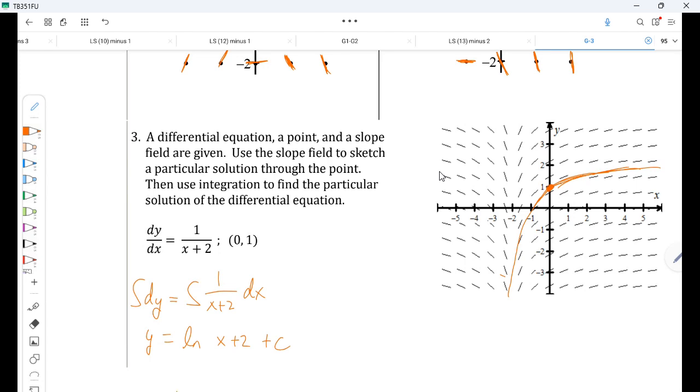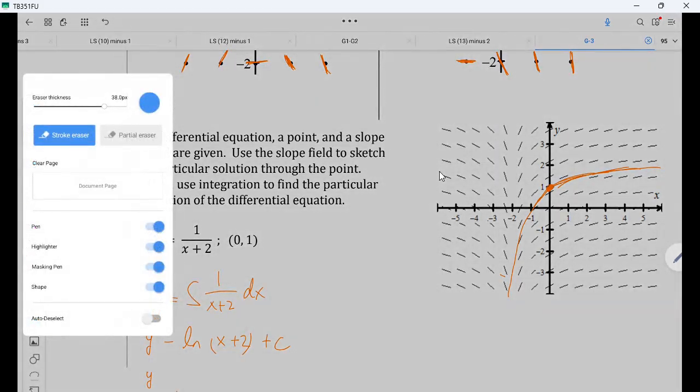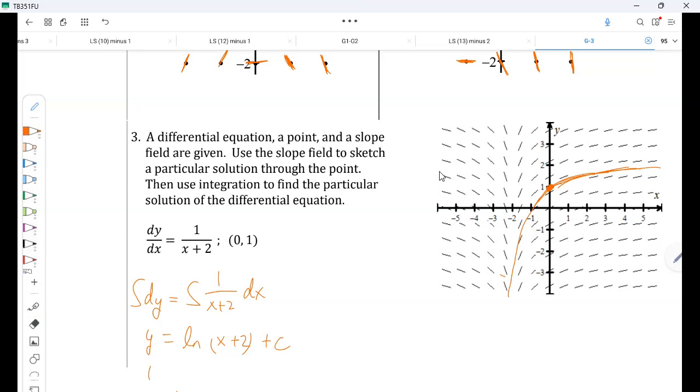So we will plug in our 0 and our 1. So we get, I'm going to put parentheses there, oh, not y, we get 1 equals ln of 2 plus c, which means that c equals 1 minus ln 2. So that curve is actually ln of x plus 2 plus 1 minus ln 2.